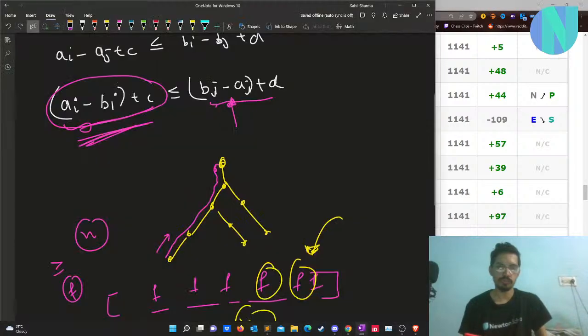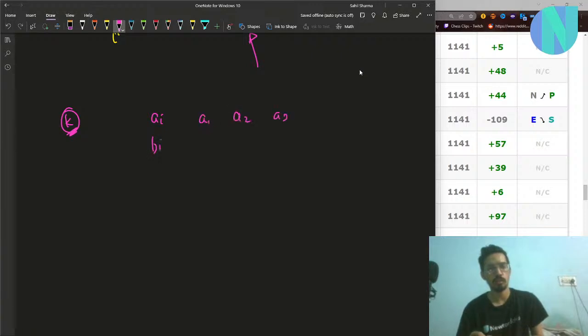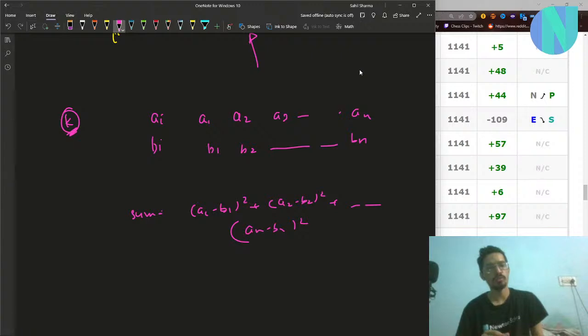Let me draw it out. There was a LeetCode problem today that had a k, right? You had k operations, and there were some numbers, a_i and b_i. It was a1, a2, a3 and so on up to an, and b1, b2 and so on up to bn. Our sum was equal to (a1 - b1)^2 + (a2 - b2)^2 and so on up to (an - bn)^2. You had to use these k operations. In one operation you can either add one or remove one, and you had to use these operations to minimize this sum.